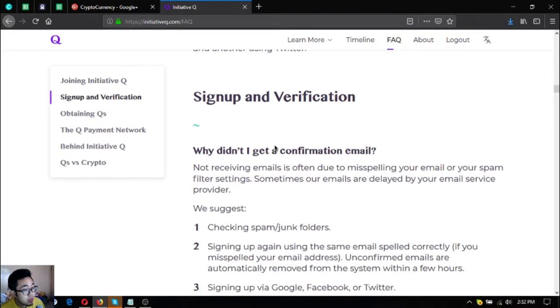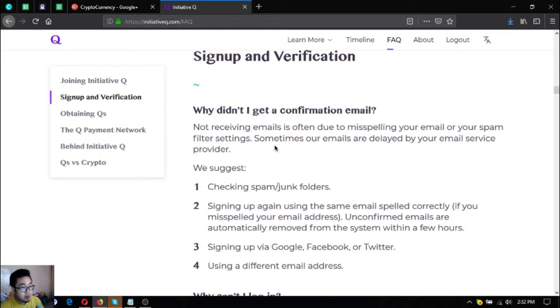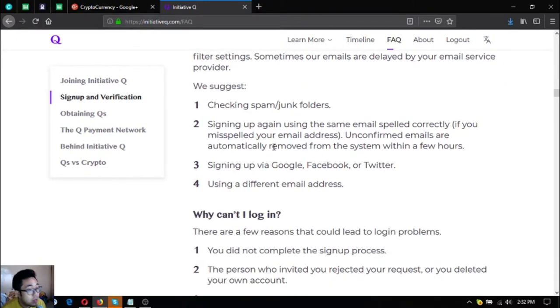Okay, so sign up and verification. Why didn't I get a confirmation email? Not receiving emails is often due to misspelling your email or your spam filter settings. Sometimes our emails are delayed by your email service provider. So we suggest, number one, checking spam or junk folders. Number two, signing up again using the same email spelled correctly. If you misspelled your email address, unconfirmed emails are automatically removed from the system within a few hours. Number three, sign up via Google, Facebook, or Twitter using a different email address.